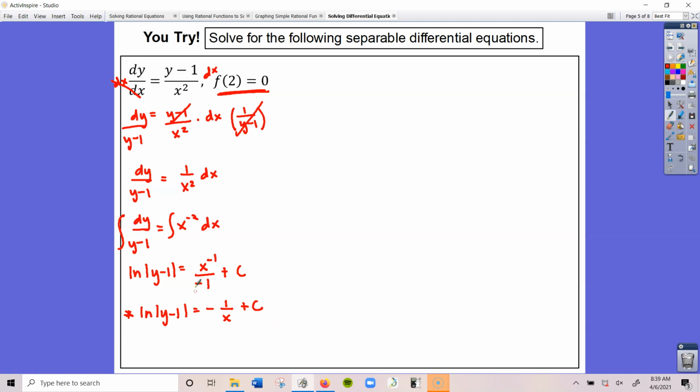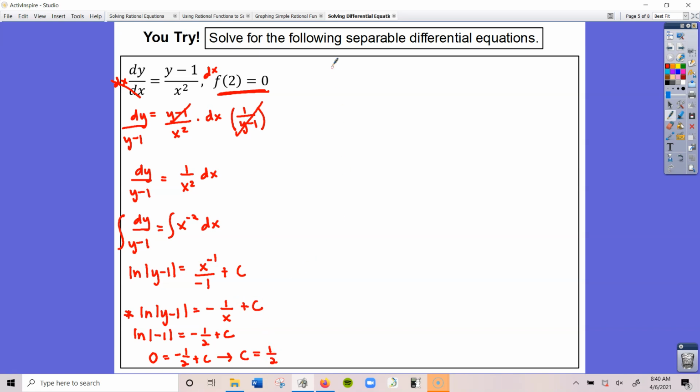So now I'm going to take this initial condition and plug it in, so that way we can solve for c. So y is 0 and 2 is x. So the ln of the absolute value of 0 minus 1, which is negative 1, is equal to negative 1 over 2 plus c. Now the ln of the absolute value of negative 1 is the ln of 1, which we know is 0. And this is going to equal negative 1/2 plus c. So we would have to add the 1/2 over, making c equal to 1/2.